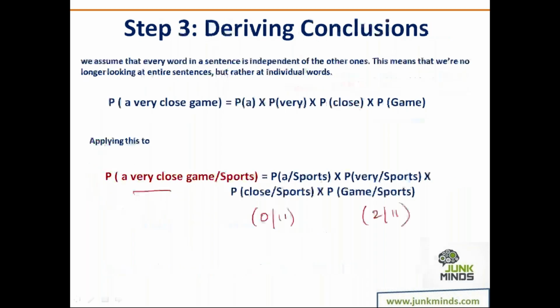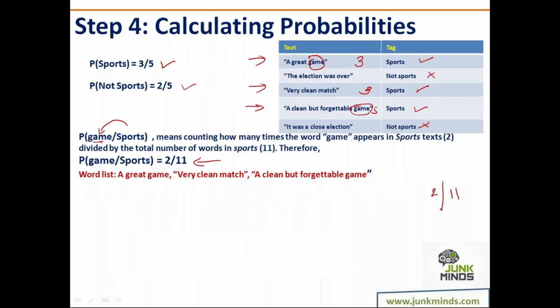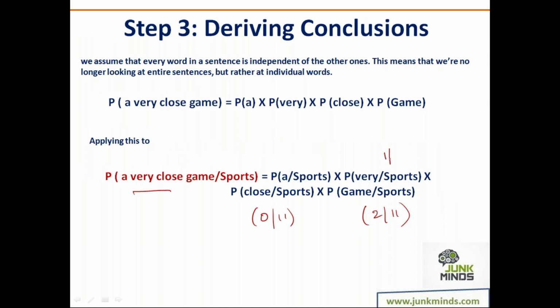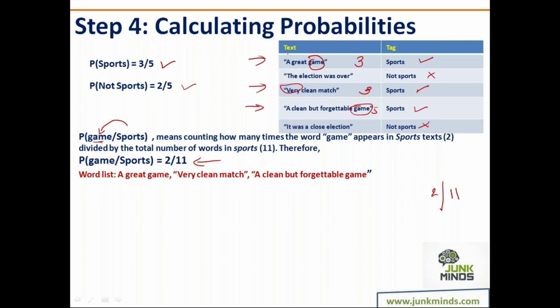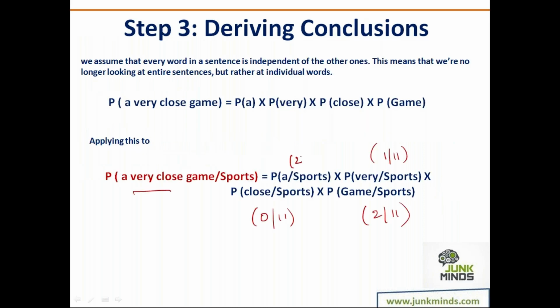The word very: how many times is it appearing? Just once, so this is 1 on 11. And then how many times is the word A appearing? A appears here twice, so this is 2 on 11. So basically what I need to do is get the product of all these probabilities, and I'll get my answer. Now understand the issue.